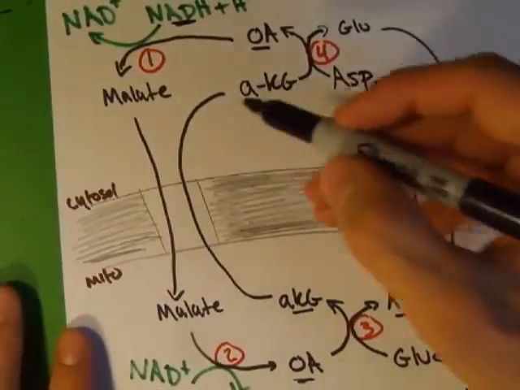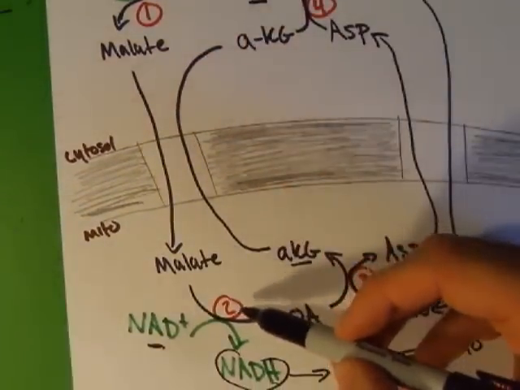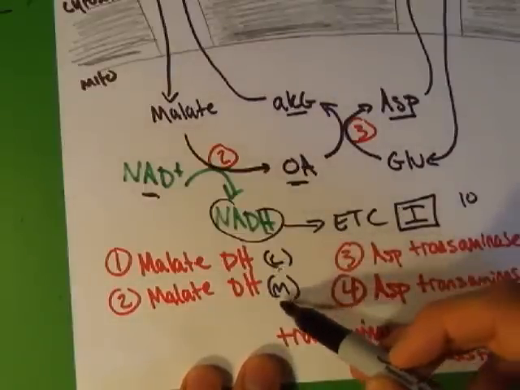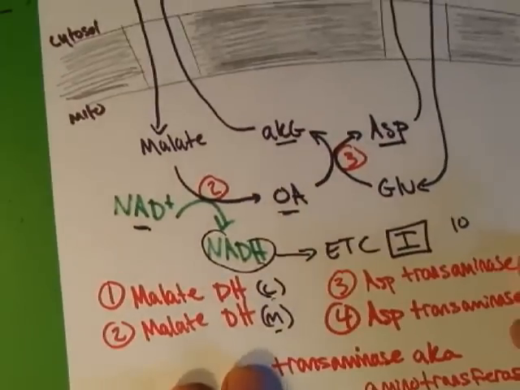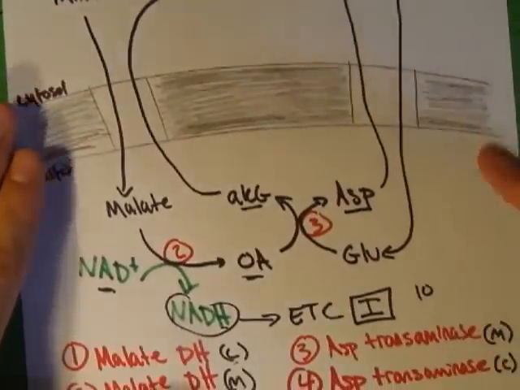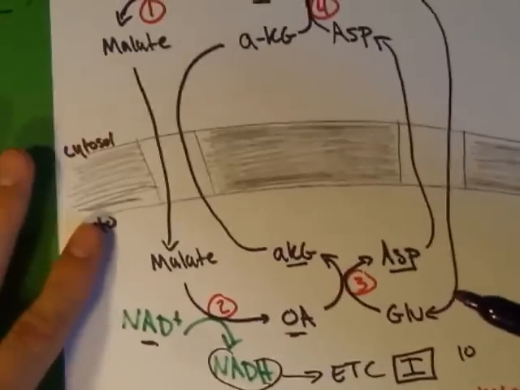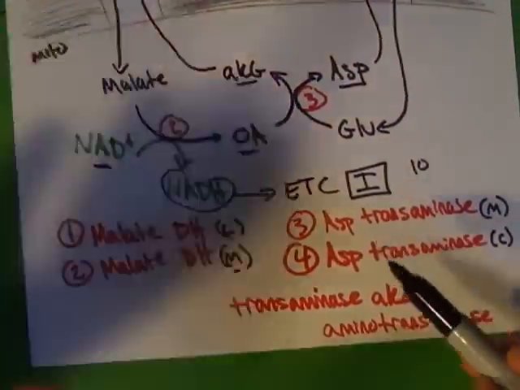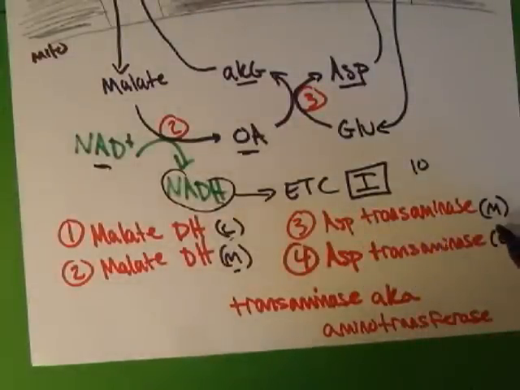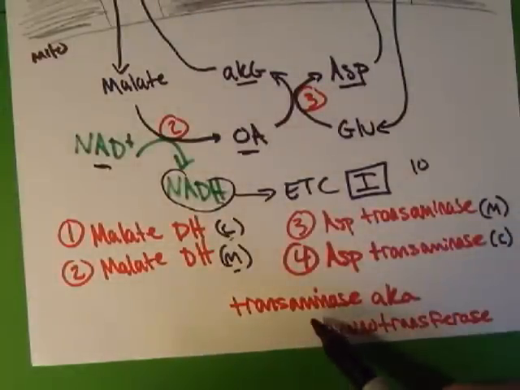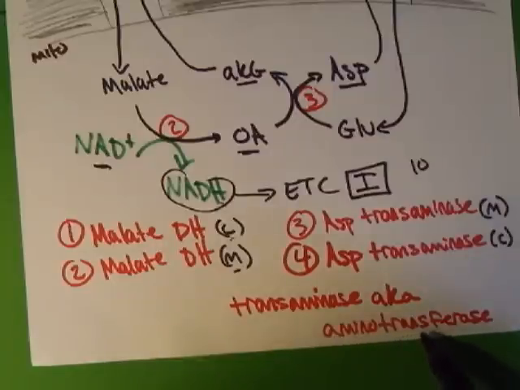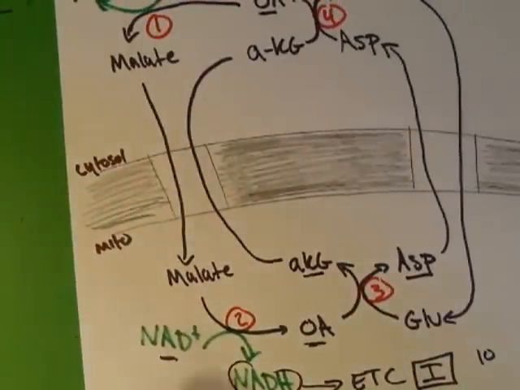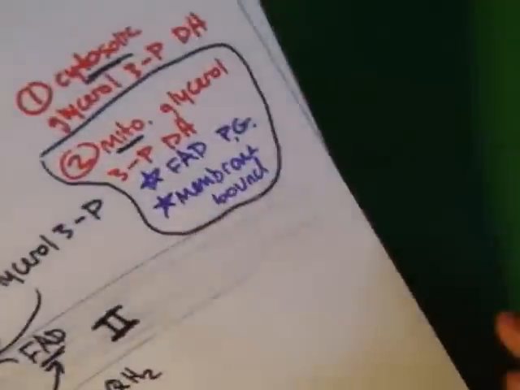So all of the enzymes here, number 1 and 2, are both malate dehydrogenase. The one in the cytosol is cytosolic, the one in the mitochondria has the M attached to it for mitochondria, and then you have the same sort of thing with reactions 3 and 4 here. They're both called aspartate transaminase, mitochondrial or cytosolic, or aminotransferase is the more general term. So know these shuttles really well. They come up in a couple questions.